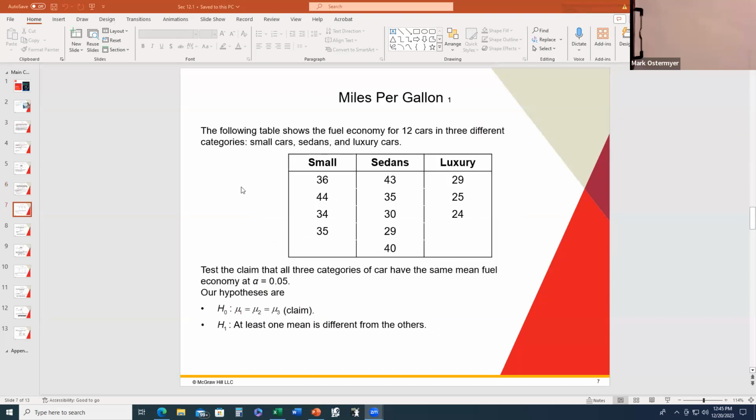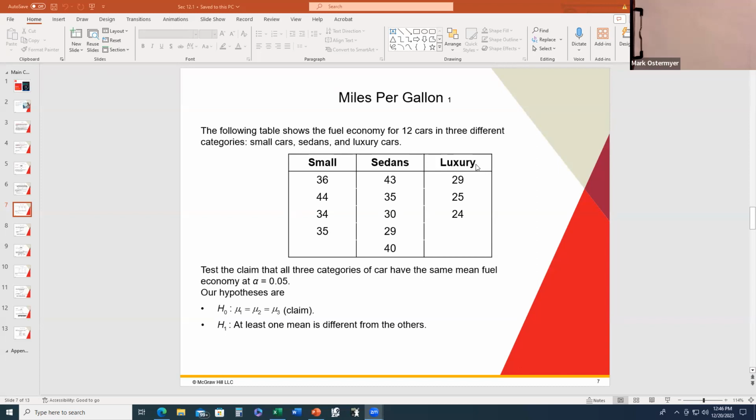All right, so here, ladies and gentlemen, is a small data set to illustrate this procedure of conducting analysis of variance. The following table shows the fuel economy for 12 cars in three different categories or three different treatment levels. We have one treatment level, which is small cars. We have another treatment level or factor, that's sedans. And we have a third factor or treatment level, which involves luxury cars. And again, these are the fuel economies in miles per gallon for randomly selected vehicles in each of these factors or treatment levels or categories.